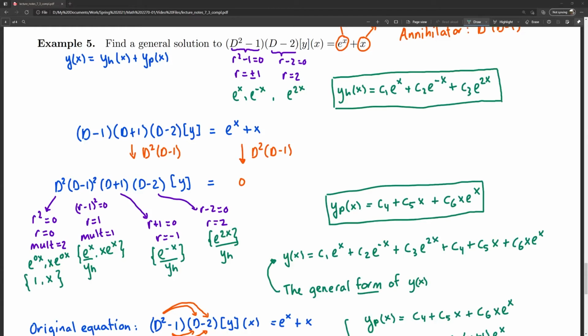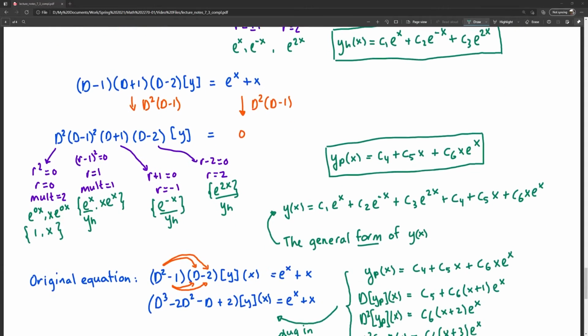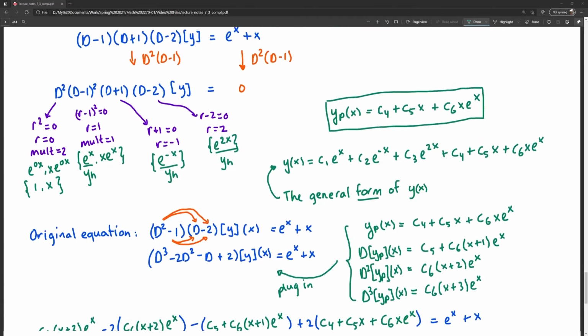Okay, so what I did here is I took the particular solution, C4 plus C5 times x plus C6 times x e to the power x, and I want to take that and plug it into the original differential equation, which is D squared minus 1 times D minus 2. And so we can FOIL this out, and we see that our differential equation is of third order, D cubed minus 2D squared minus D plus 2. So that means we need up to the third derivative of the particular solution.